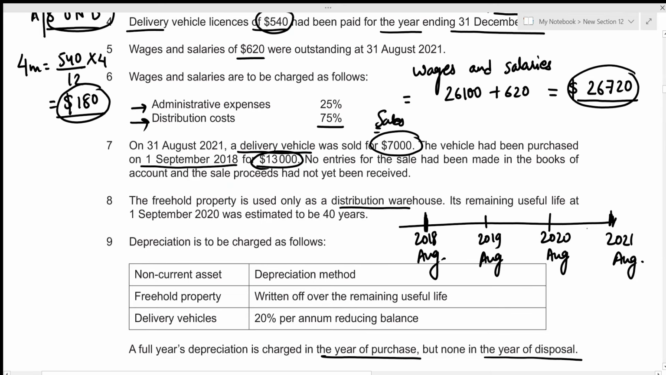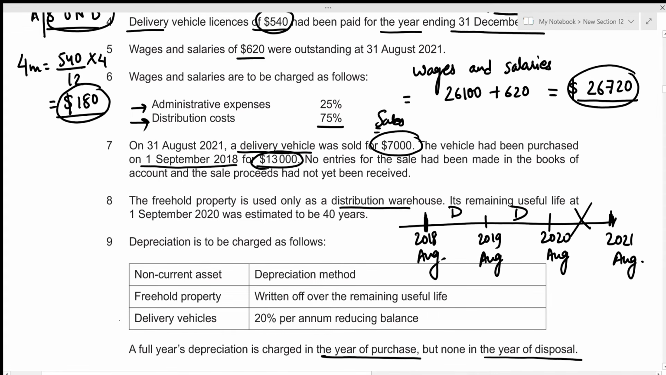And what we know is that a full year's depreciation is charged in the year of purchase. So we charge depreciation for this year. We also charge depreciation for this year, but what we know is that we do not charge any depreciation in the year of disposal. So we do not actually charge any kind of depreciation for the last year. So we just need to figure out the depreciation for these 2 years. Okay, now we need to know the rate that we are charging to the delivery vehicle and also the method of depreciation.